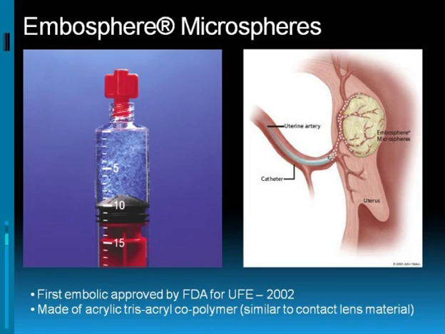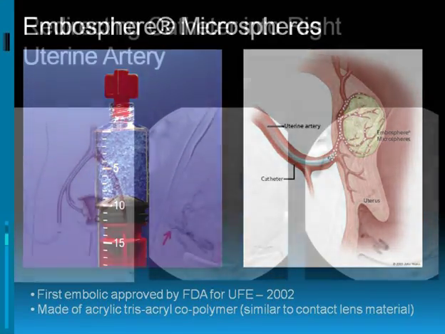And these are tiny microscopic spheres that will float out into the branches of the uterine artery and block the artery. These Embospheres are made of a material that's very similar to contact lens material. And the reason why we use these Embospheres in particular is because this is the one device that is specifically approved by the FDA for use in UFE procedures.